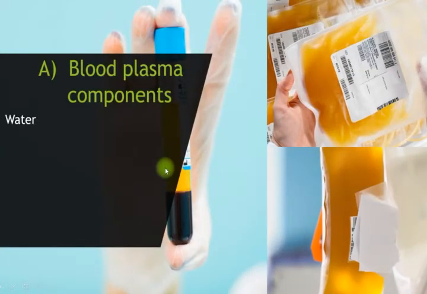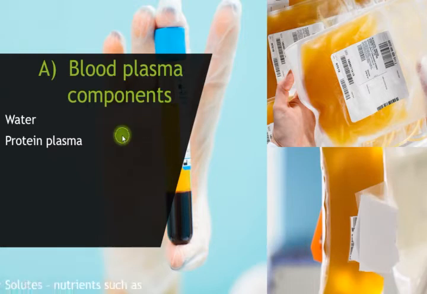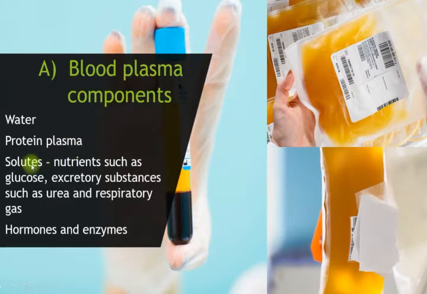Blood plasma components consist of water, plasma protein, and solutes. The solutes refer to the substances dissolved in the blood. For example, nutrients such as glucose, and also excretory substances such as urea, respiratory gases, and also hormones and enzymes. So these are referred to the blood plasma components. So the color of the blood plasma is like this.